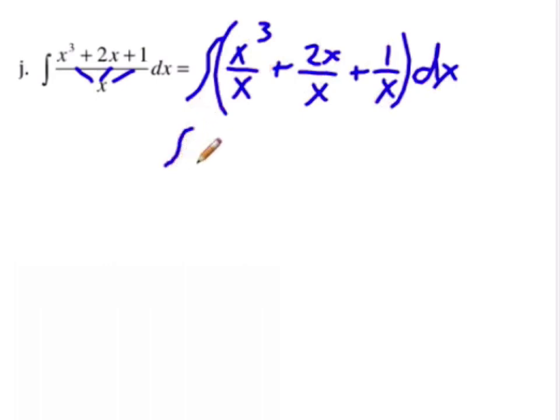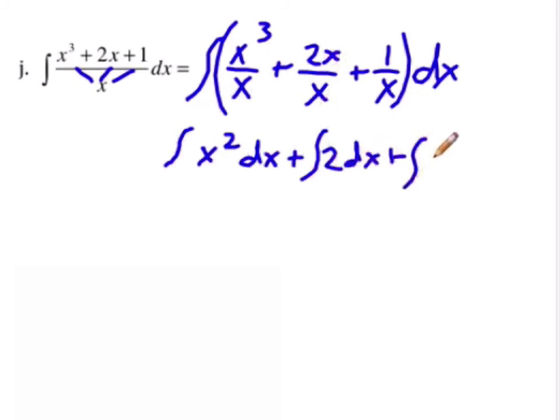So this is really the integral of x squared, because x cubed over x. And we'll split this into separate integrals. And then 2x over x is just going to be 2. And then plus the integral of 1 over x dx. And then we integrate each one separately.